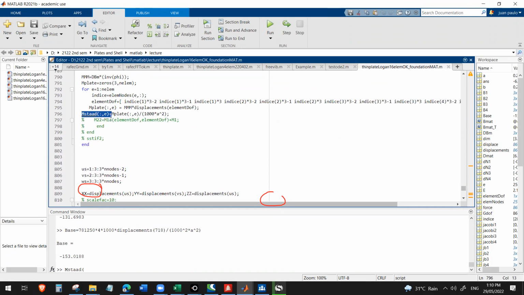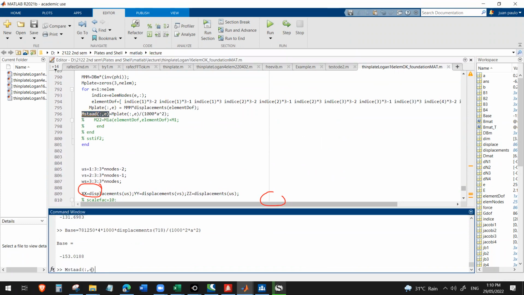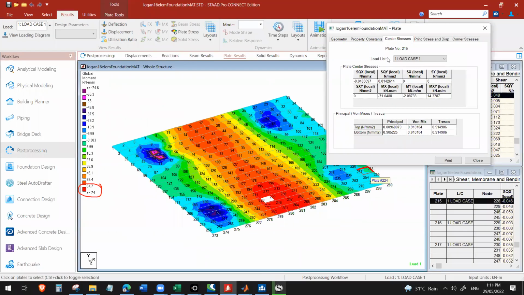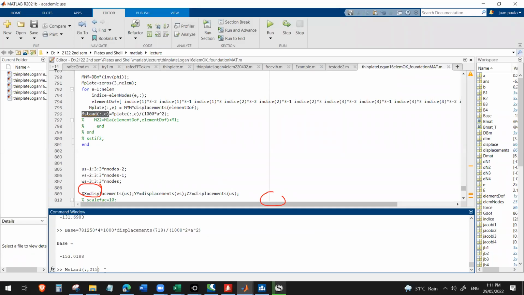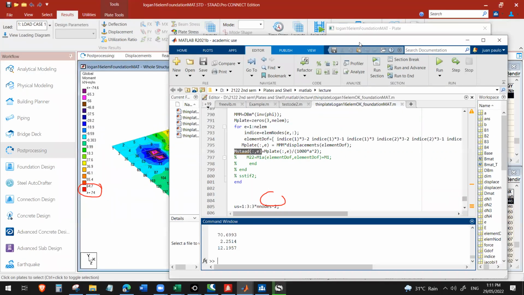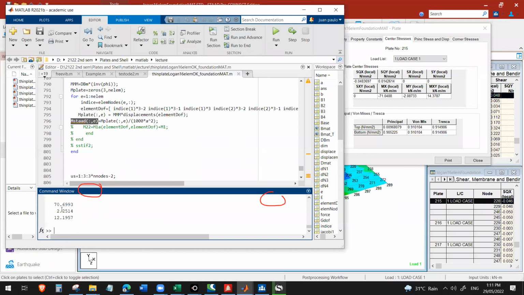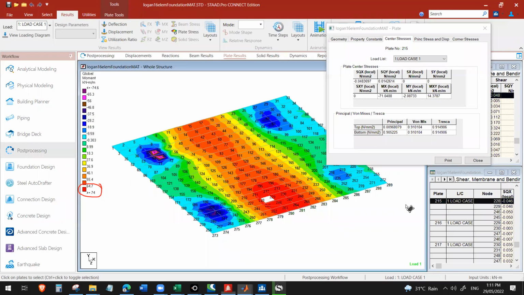Copying ko na lang to. Yan. So anong element yun? 215. Okay. And that's it. So it's the same. I'm getting 70 and 2, which is in STAAD 71 and 2 kilonewton meter per meter. Okay. So okay tayo sa positive moment here. How about the negative moment here?